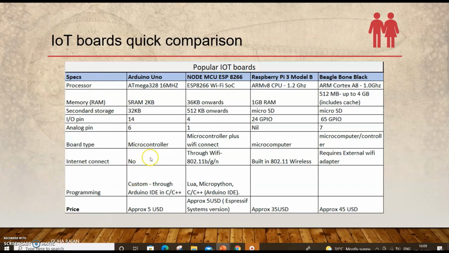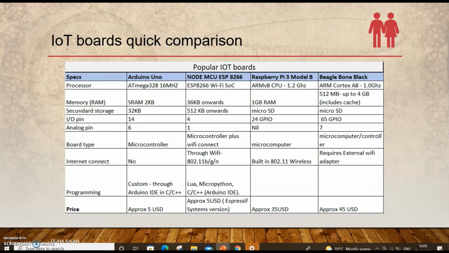So Internet Connect is not there in Arduino, whereas all this has that. Programming with what you can program, it's all there. Raspberry Pi is just like a computer. You can even have Python, you can have C++, whatever you wish. All that you need to do is download and install. Only thing is, Raspberry Pi or BeagleBone works in the Linux operating system.